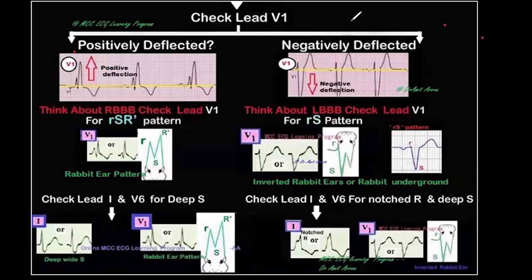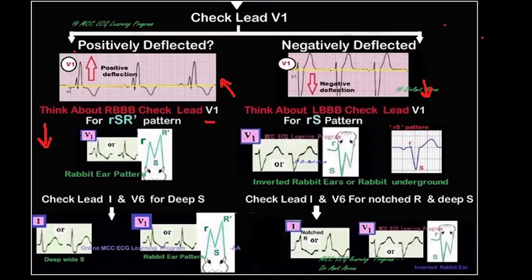So this is the flow chart for the bundle branch block. Are the complexes broad, as we have discussed in the previous slide? Are the overall complexes broad? If you find them broad, then go to lead V1 and check whether they are positively deflected or negatively deflected. Suppose they are positively deflected, so go further and check for the RSR pattern in lead V1. If it is present, then go to lead 1 or lead V6 to check the deep and wide S wave.